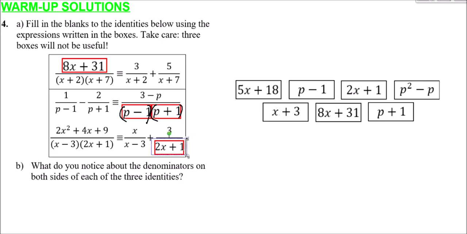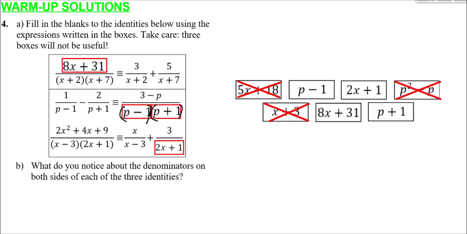I'll shrink that down so it fits into the box as it should, and there we go. So for ones which we've not used, it says 3 boxes won't be useful. So the ones which weren't any use, of course, were 5x plus 18, the x plus 3 we didn't use, nor did we use the p squared minus p. So those there are the boxes which had no use.